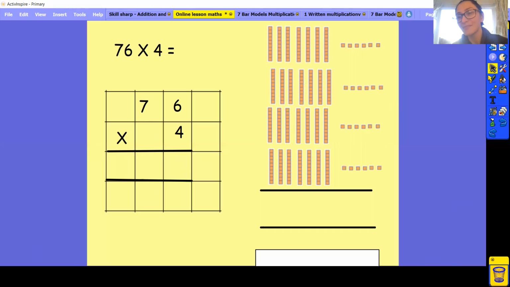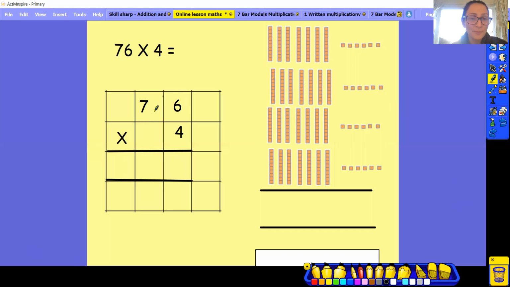So looking at our ones column again, we do 6 times 4, or you could do 4 times 6. I'm going to do my 6 times tables, so 6, 12, 18, 24. Okay, so we put the 2 in here and put the 4 here.